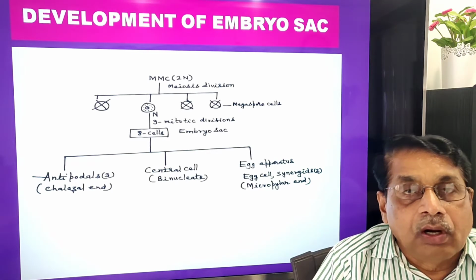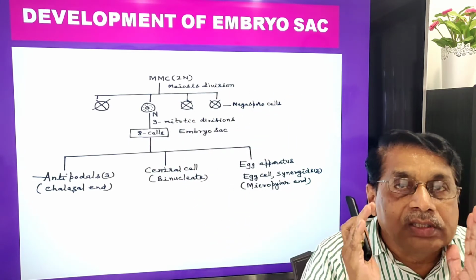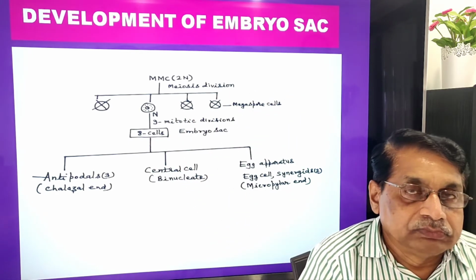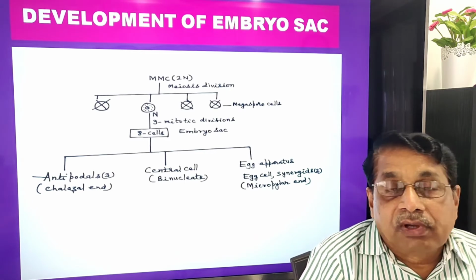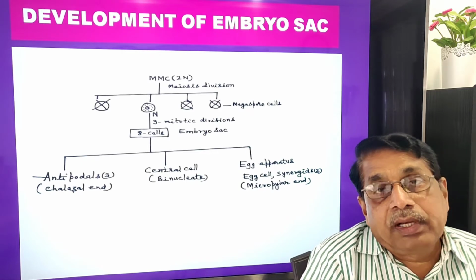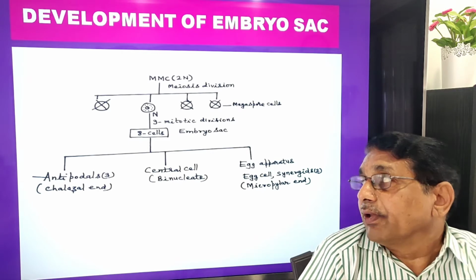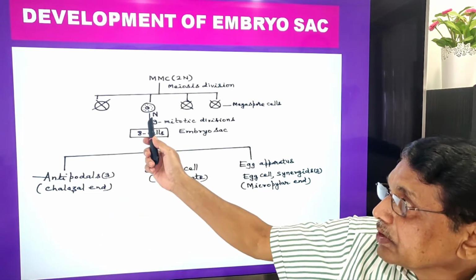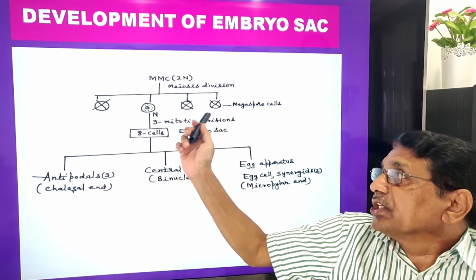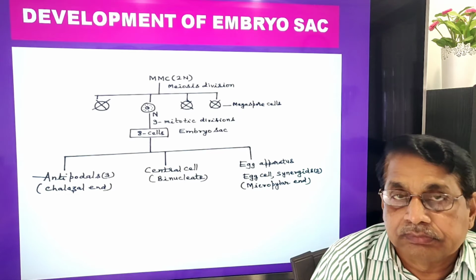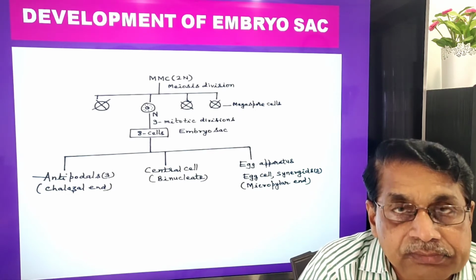But out of the 4, 3 degenerate. Only 1 survives. But in case of microsporogenesis, all the 4 survive. All the 4 are active. But here 3 degenerate, only 1 survives. So this surviving cell undergoes 3 successive mitotic divisions. First division 2, second division 4, third division 8.